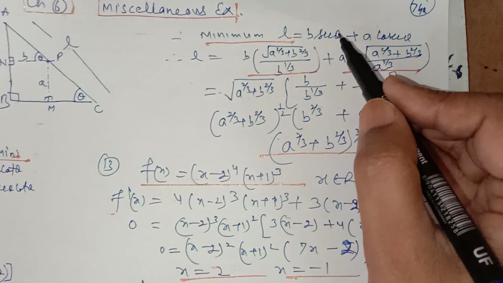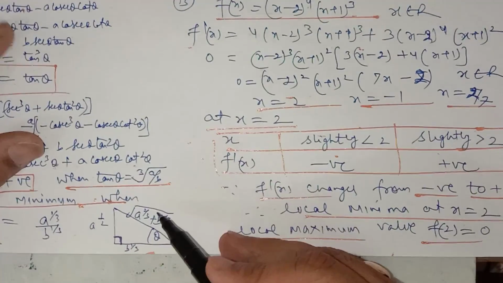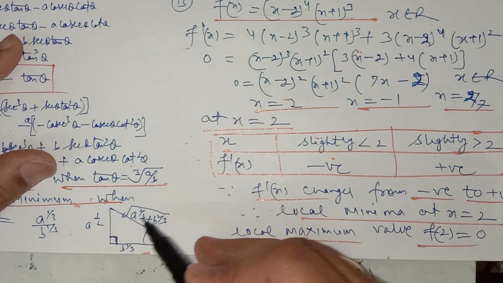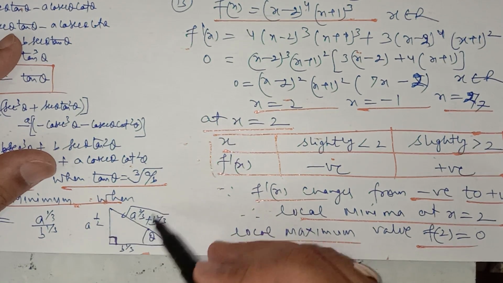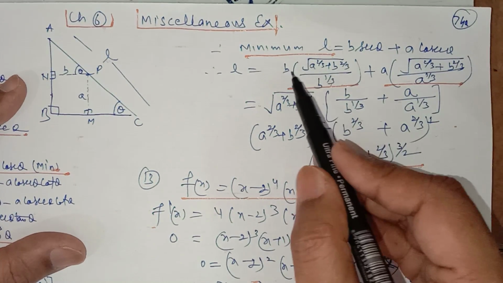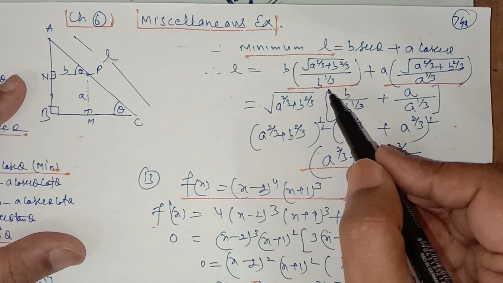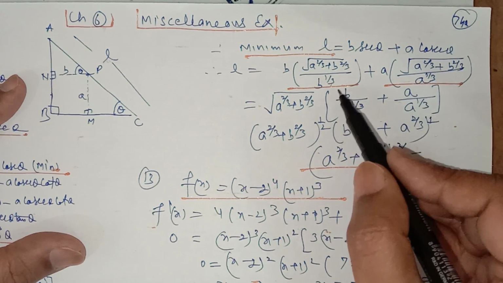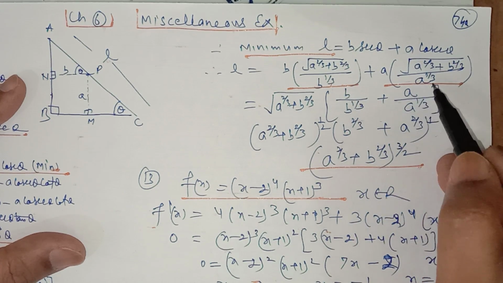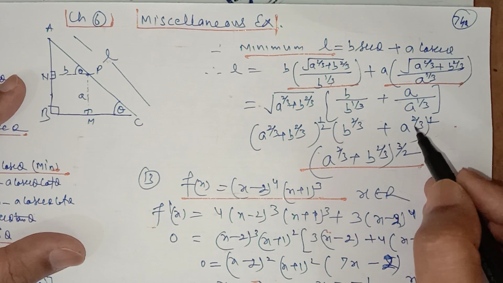Put the value of sec theta, which is hypotenuse upon base. This is the hypotenuse, hypotenuse upon base, and the value of cosec theta is hypotenuse upon perpendicular, this upon this and this upon this. Take under root A raised to power 2 upon 3 plus B raised to power 2 upon 3 common. So B upon B raised to power 1 upon 3 and A upon A raised to power 1 upon 3. On division, the powers are subtracted: B to the power 1 minus 1 upon 3 and A to the power 1 minus 1 upon 3, which comes out to be B raised to power 2 upon 3 and A raised to power 2 upon 3.